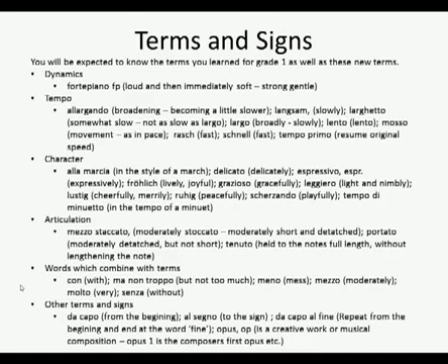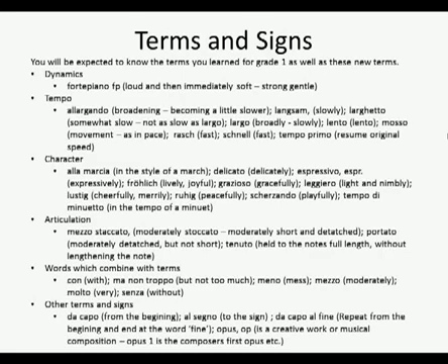Tempo, remember this talks about the speed of your piece. We need to know allargando, which means broadening or becoming a little slower. Langsam, which means slowly. Larghetto, somewhat slow, but not as slow as largo. Largo means broadly and slowly. Lento, I have forgotten to write it in here, but that also means slowly. Mosso, which means movement, as in pace. Rasch means fast. Schnell also means fast. Tempo primo means resume the original speed.